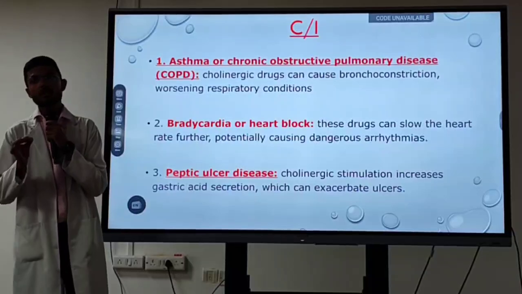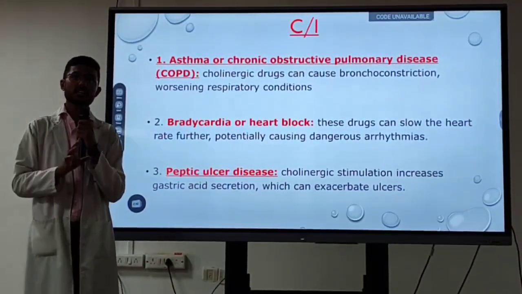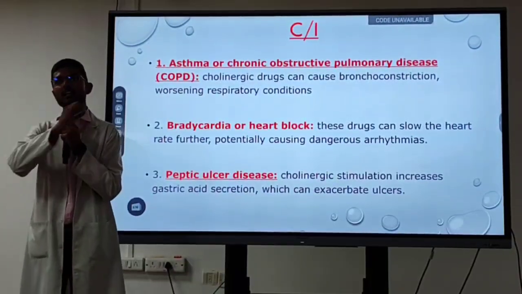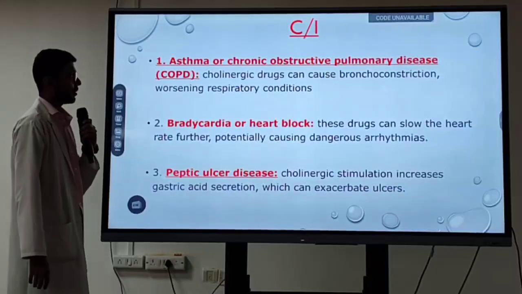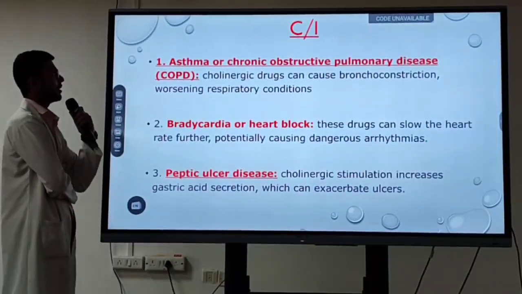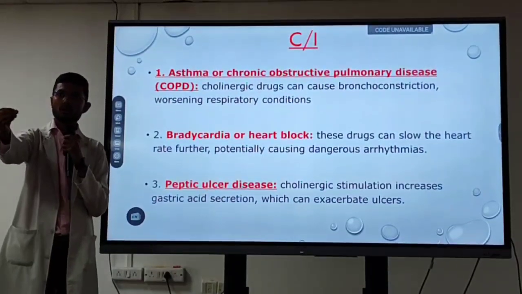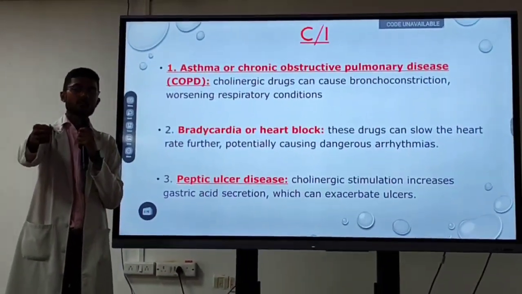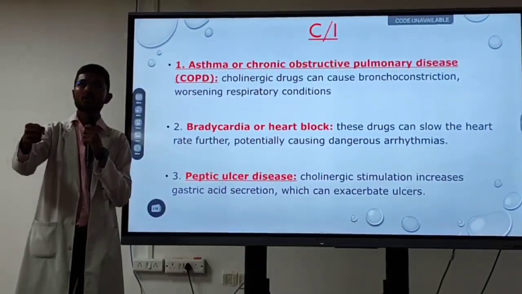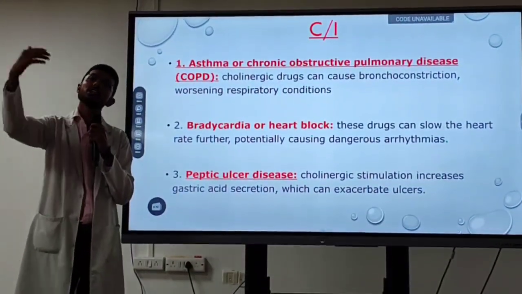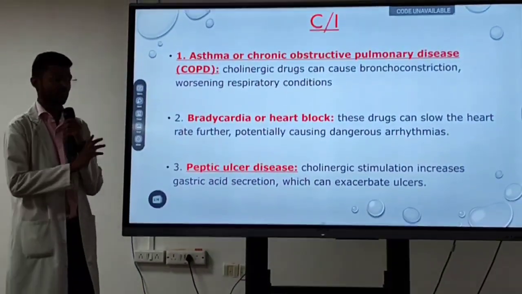Contraindications. If you have given attention up till now, contraindications are super easy. Contraindications means when you won't give cholinergic drugs. First is asthma or COPD, chronic obstructive pulmonary disorder. We know that cholinergic drugs cause bronchoconstriction. They cause the bronchus to constrict. If a person comes to you who is already having constriction in the bronchus, will you give a drug that will lead to bronchoconstriction? So it is contraindicated in asthma and COPD in this way.